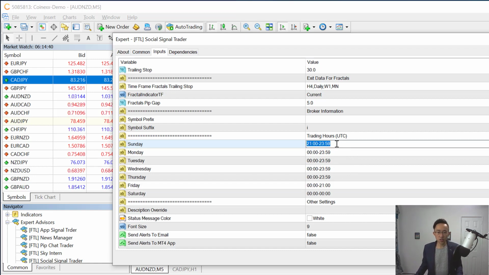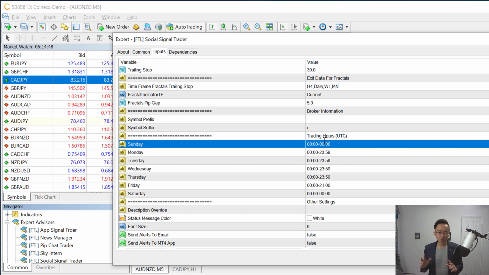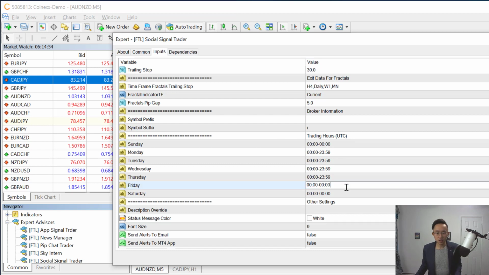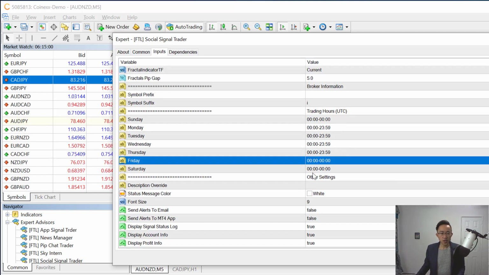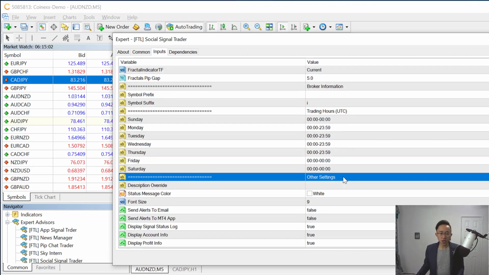If you don't want to trade Sunday, then you can just set everything to 0, so 0 to 0, meaning it is not trading anytime on Sunday, and let's say Friday, you can copy and paste. All right, so this is how you can configure your trading hours. And moving on to other settings.